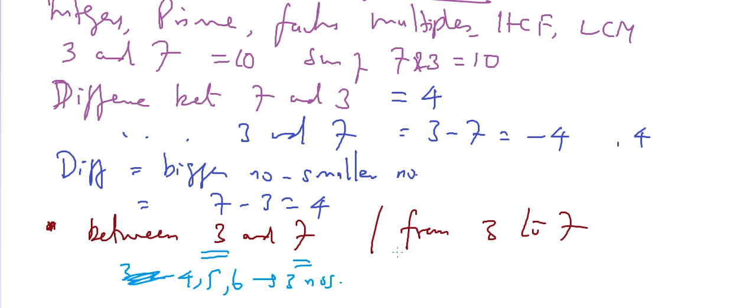By number I mean integers, natural numbers, or whole numbers. So how many numbers are there from 3 to 7? 3, 4, 5, 6, 7. So there are 5 numbers.